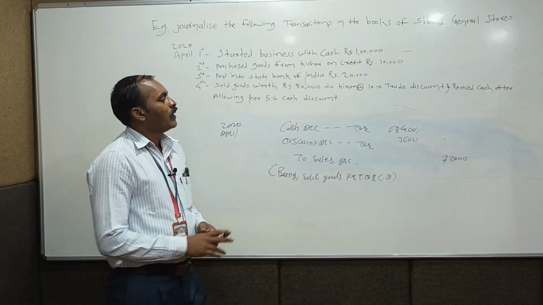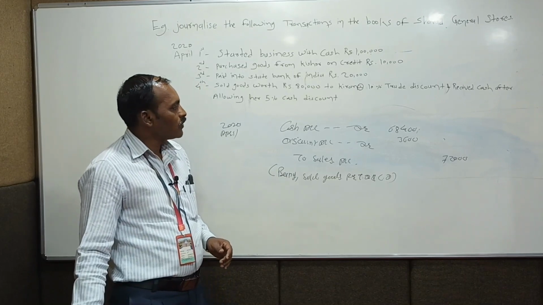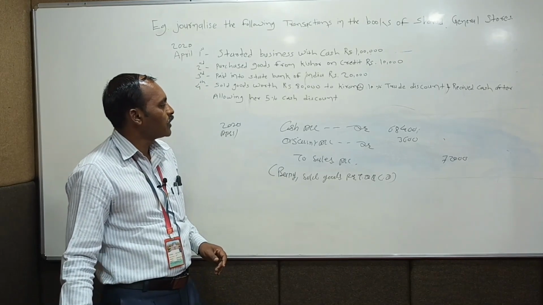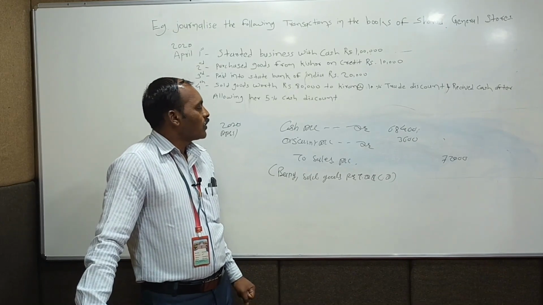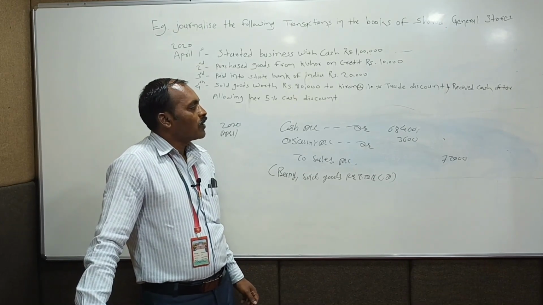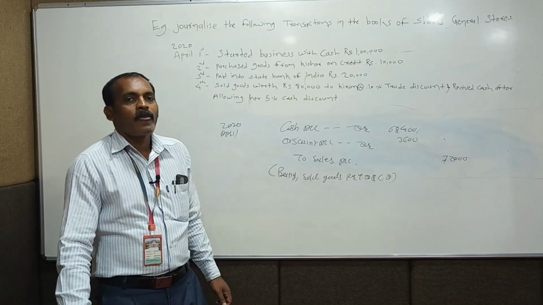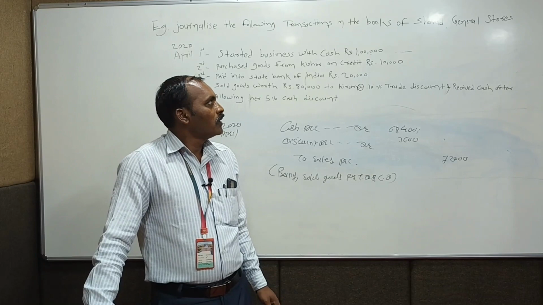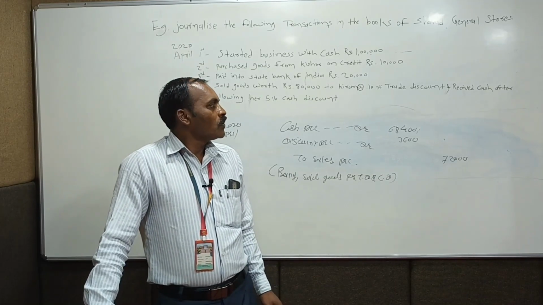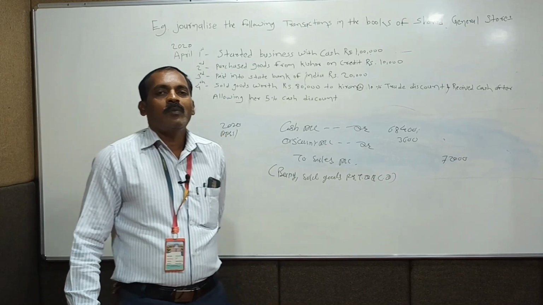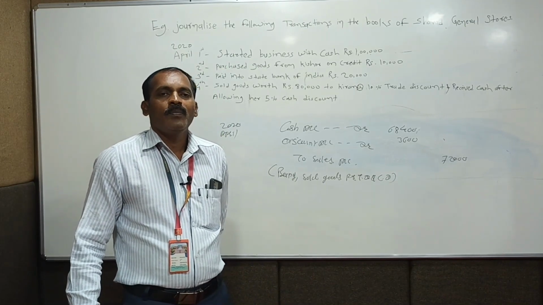Then in the debit column, the cash account is debited rupees 68,400, the discount account is debited rupees 3,600, and the sales account is credited rupees 72,000. So the amount of sales is recorded in the credit column. So all transactions are recorded in the books of Sharad General Stores, and finally the account is closed by taking the sum of both columns, the debit column and the credit column. The total is equal.